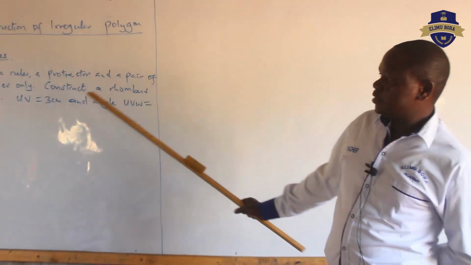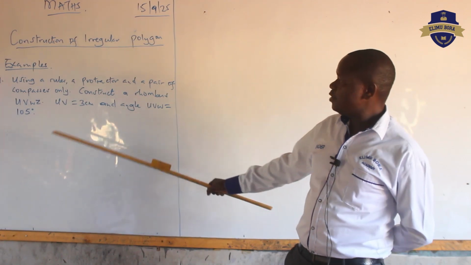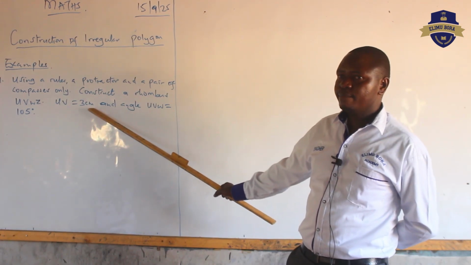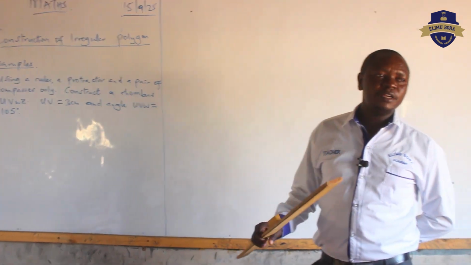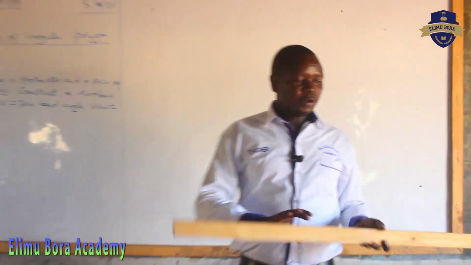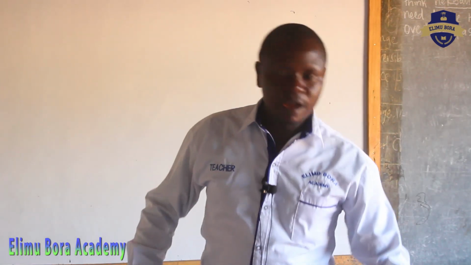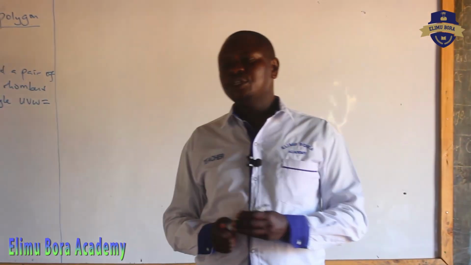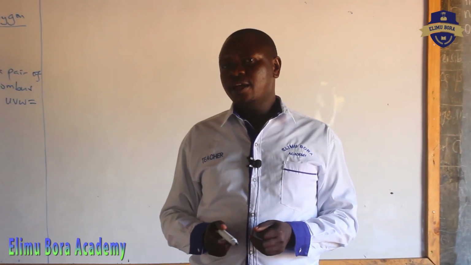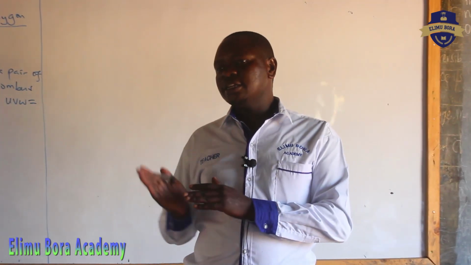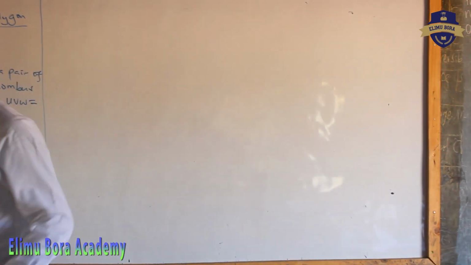Construct a rhombus UVWZ, whereby UV is 3 centimeters, and angle UVW is 105 degrees. So what are we going to do? We are going to have the rough sketch of our rhombus. And you know that a rhombus is a special what? A square that has been tilted at a certain angle. Tunaelewana? Now, let us have our rough sketch.